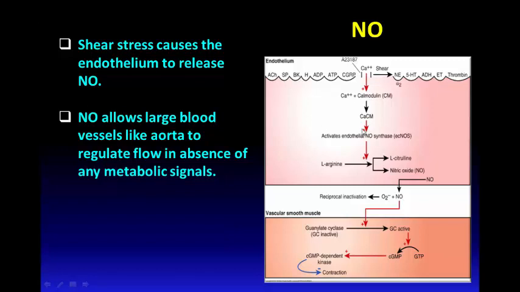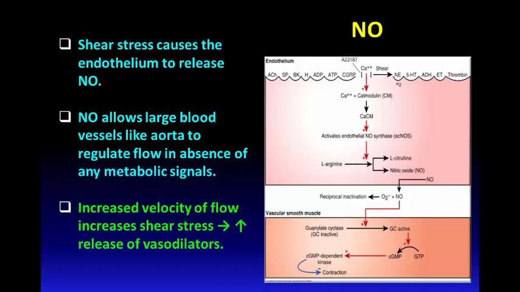Nitric oxide is produced by the endothelial cells lining the blood vessels. And nitric oxide allows large blood vessels like the aorta to regulate flow in the absence of any metabolic signals, because metabolic regulation is important, and this will be described in a separate lecture. However, the aorta is not in direct contact with the tissues of the body. Hence, the aorta is not influenced by the metabolic signals. So nitric oxide is then important. It allows large blood vessels like the aorta to regulate flow in the absence of these metabolic regulators.